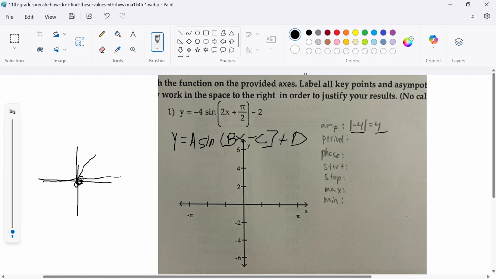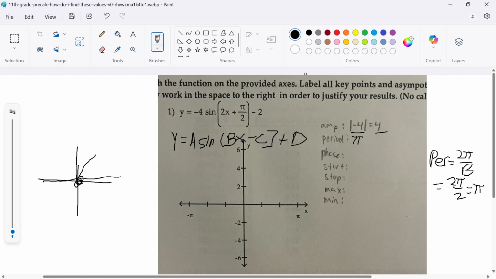That is correct. Period, I'll do this over here, period equals 2 pi divided by b, which in this case is 2 pi divided by 2 equals pi. So the period is pi.